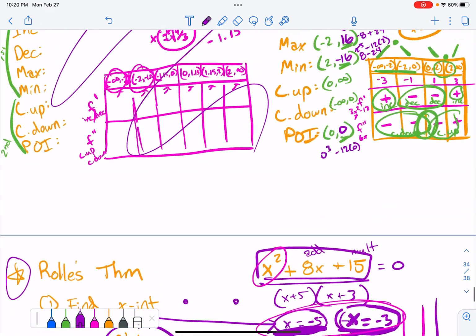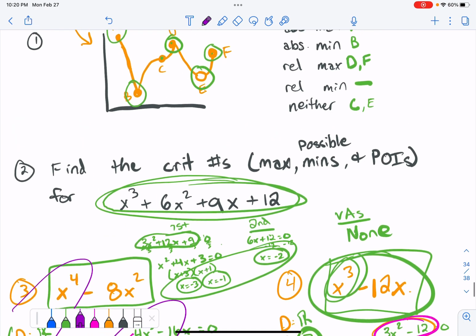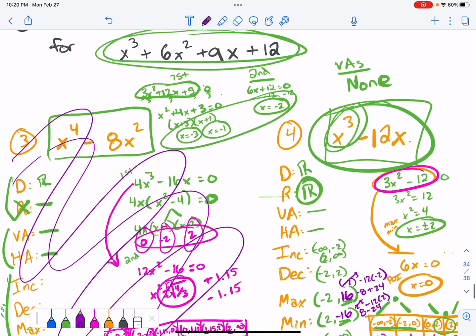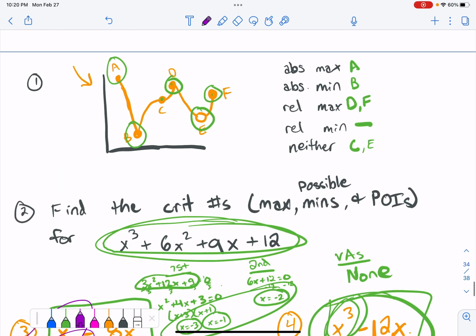Look at all those ugly things. Sorry for that. This problem, you can just nix that one. That one was ugly. Sorry. I thought it was going to be nicer than it was.